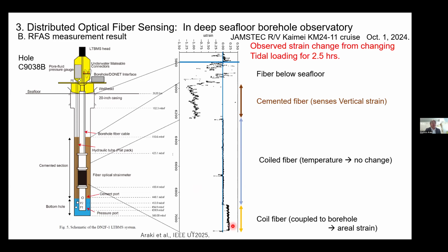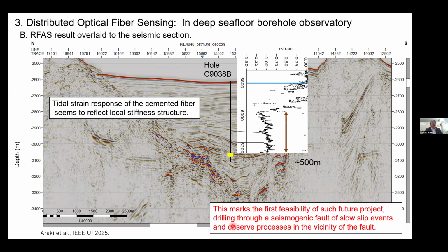This is a really encouraging result because, unlike that, this is obtained with a very high 1-meter resolution in space. Interestingly, when we overlay the result with the seismic section of the borehole, the strain response of the vertical section has some correlation with the strata in the sediment, such that there is a more compliant response in the shallower depths and repetition of smaller strain responses. It seems that the response reflects the local stiffness structure of the sediment.